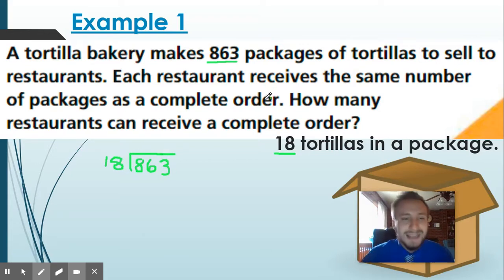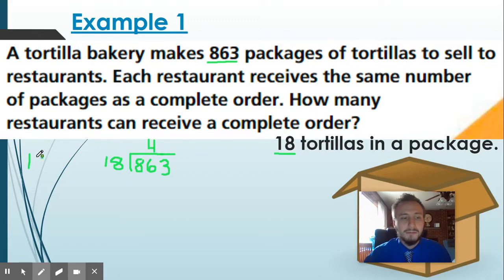Okay, so let's think about this. Again, I'm going to use the word estimation. 18 is really close to 20, and 863 is really close to like 900 or so. So 20 times what gets me close to 90? Well, 2, 4, 6, 80, right? So 20 times 4 gets me close to 90. So 18 times 4 has to get me somewhat close to 86, right? So let's try 4. 18 goes into 86 about 4 times.